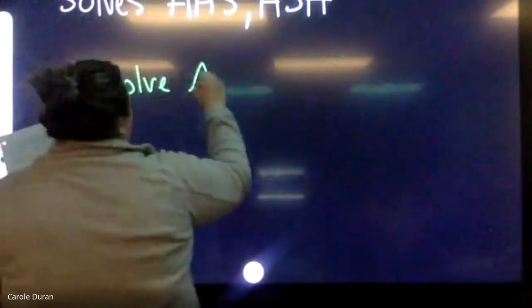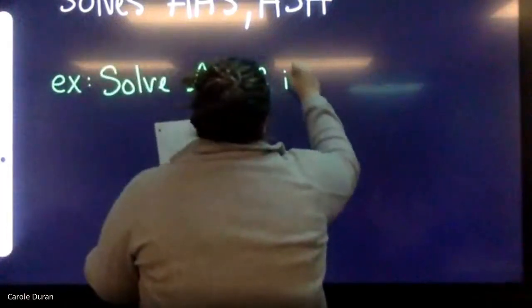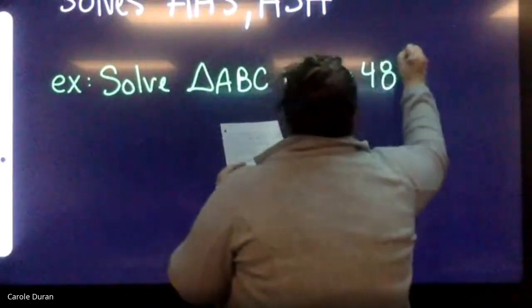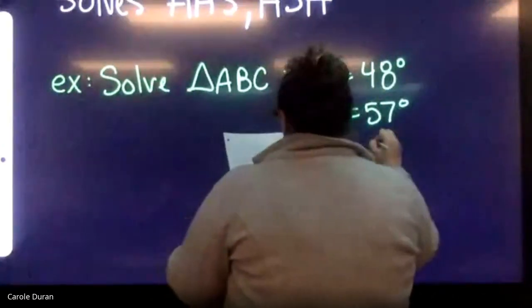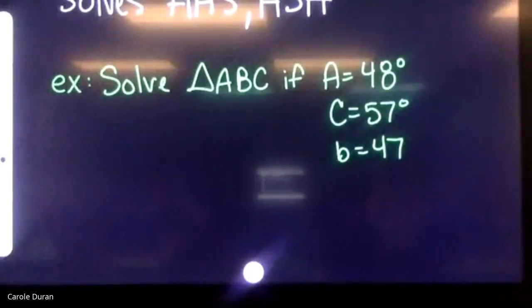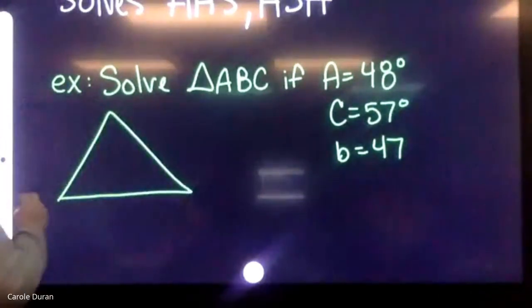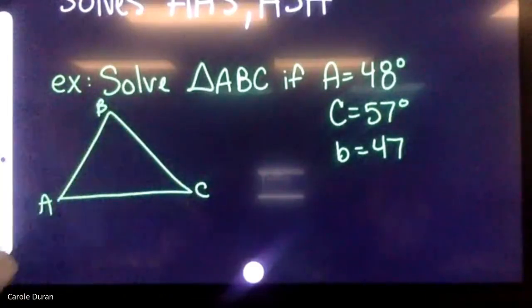Example 1. Solve triangle ABC if angle A is equal to 48 degrees, angle C is equal to 57 degrees, and side b is equal to 47. So of course I go ahead and draw a triangle first, and I label my sides. And then I fill in the information I have here.